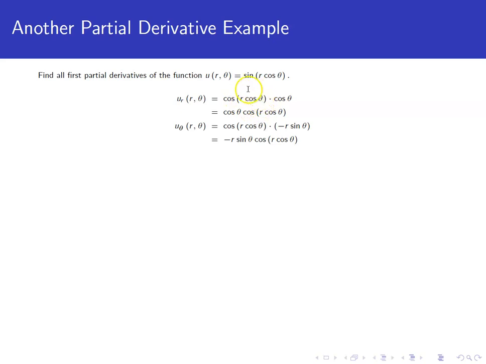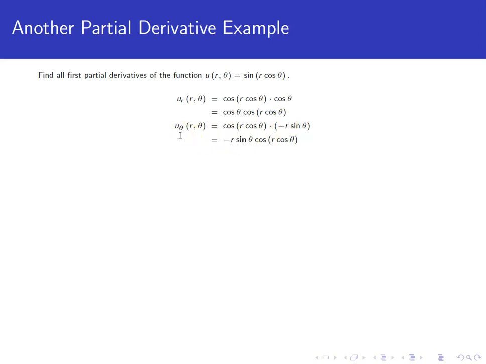Then I've got to take the derivative of the inside by the chain rule. Remember, we're differentiating the r, treating the theta like it's a constant. Derivative of r would just be 1, so that's where that extra cosine theta comes out. So we get cosine theta times cosine of r cosine theta for our partial with respect to r.